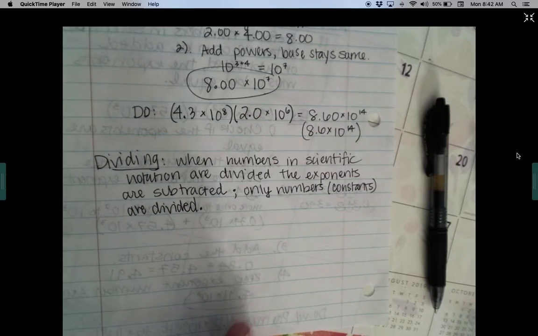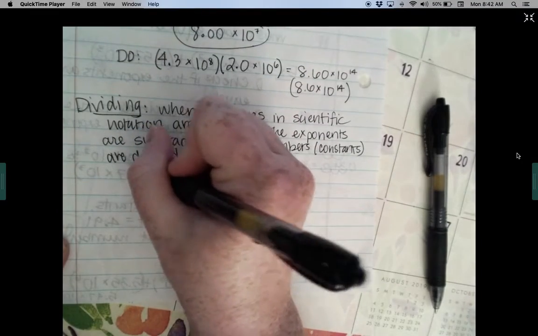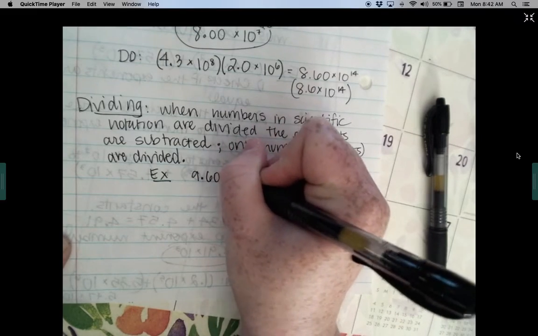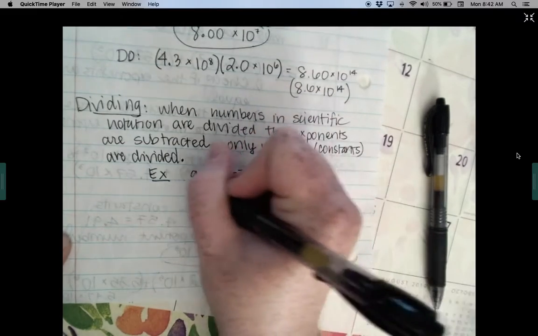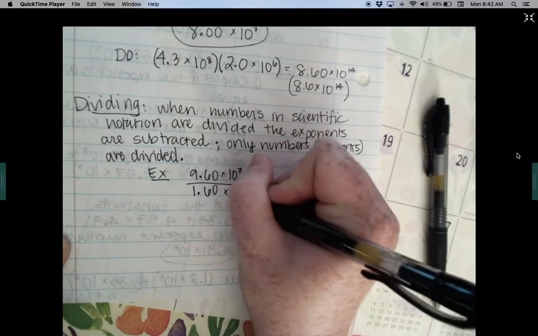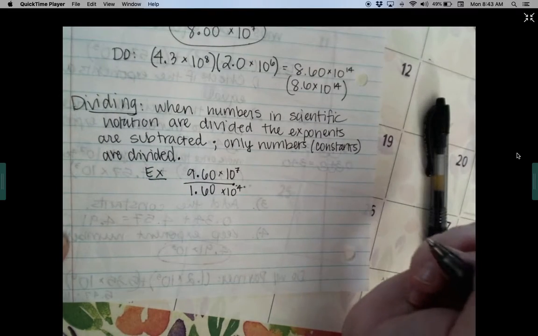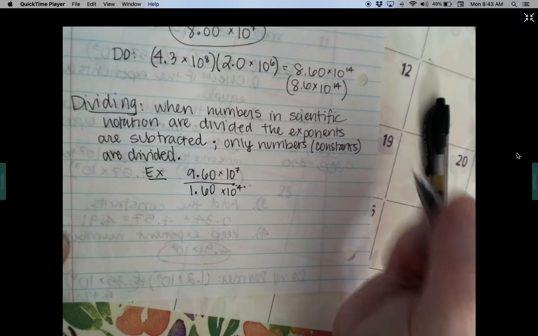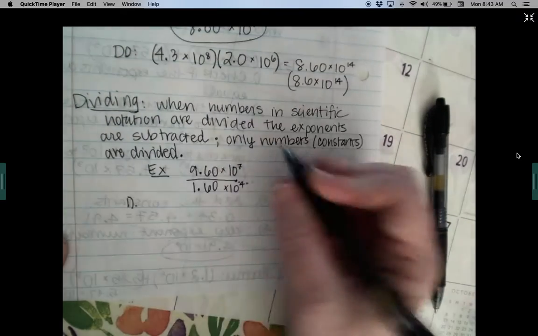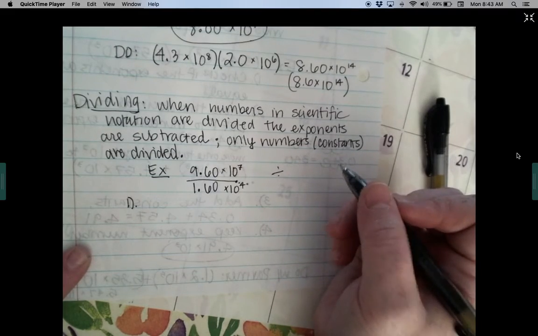So we're going to do one example, 2 steps, very similar steps to the last one. 9.60 times 10 to the 7th divided by 1.60 times 10 to the 4th. Remember that a fraction bar just means divided by, and for probably the rest of the year, almost always it'll be written that way without this division sign, but that's what it means.